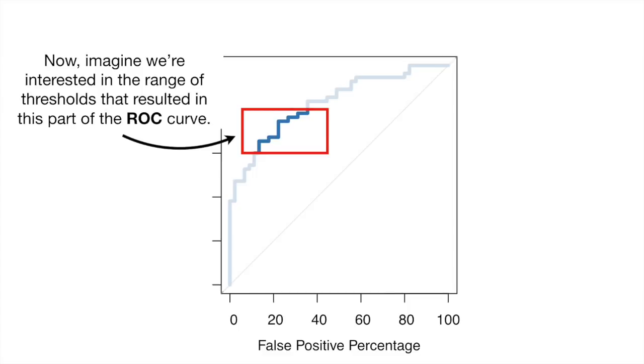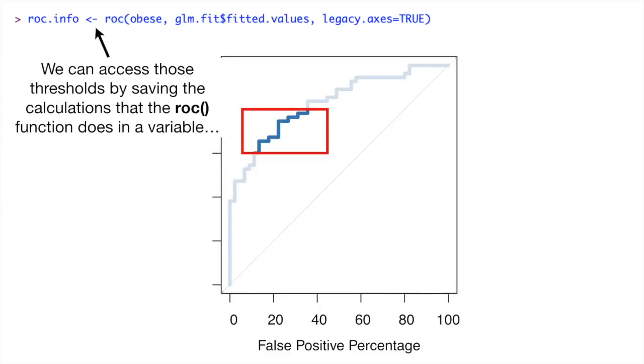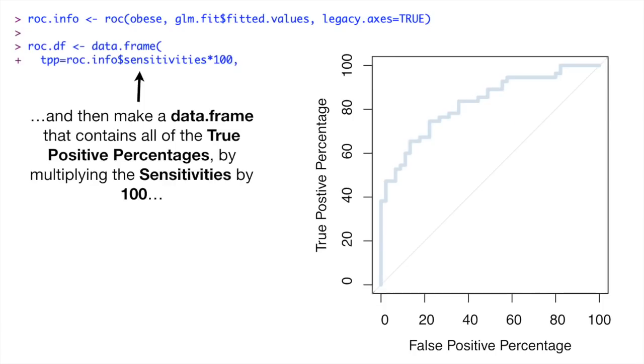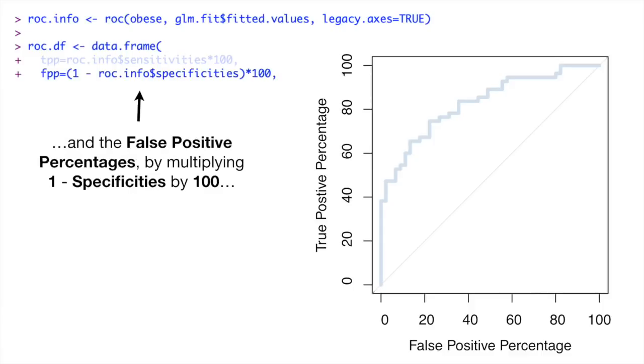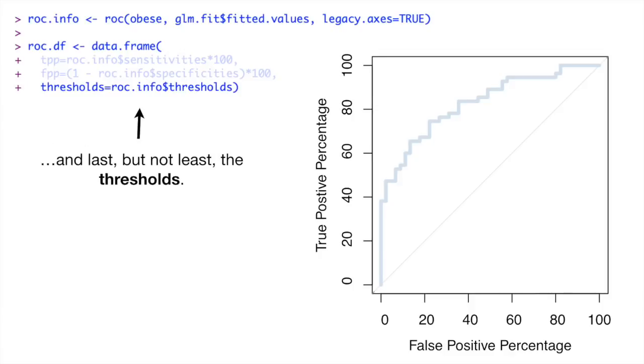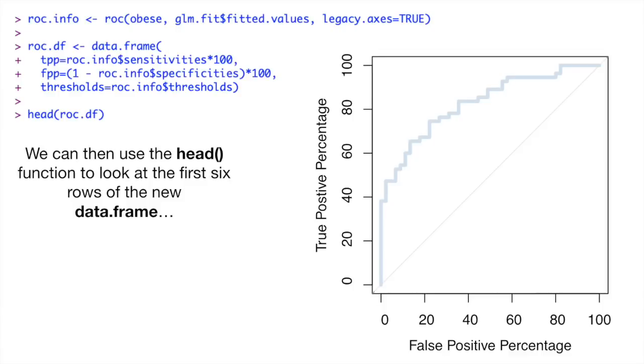Now, imagine we're interested in the range of thresholds that resulted in this part of the ROC curve. We can access those thresholds by saving the calculations that the ROC function does in a variable, and then make a data frame that contains all of the true positive percentages by multiplying the sensitivities by 100, and the false positive percentages by multiplying 1 minus specificities by 100, and last but not least, the thresholds. We can then use the head function to look at the first 6 rows of the new data frame.